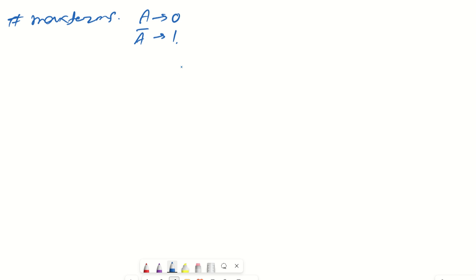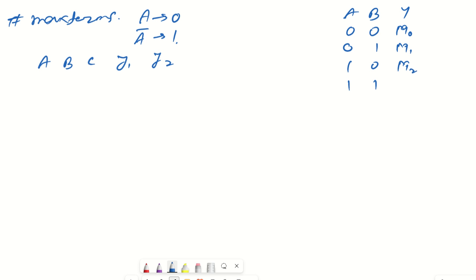So let us say we have three variables a, b, c, and expressions like y1, y2. Or I'll just give you an expression of a, b and y, so that you can understand what a min term is and how it is represented. So we have 0 0, 0 1, 1 0, 1 1. Now y can be written as m0, m1, m2, m3. Okay. So can you write down what m0 is?